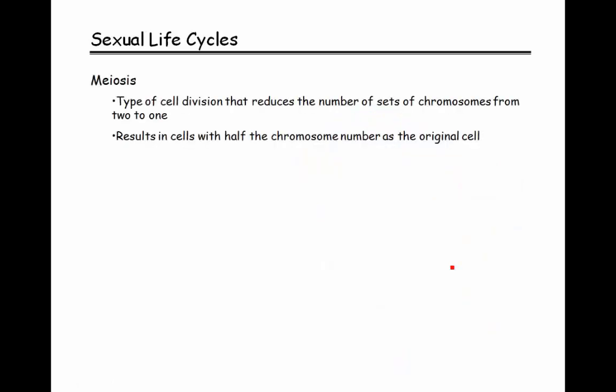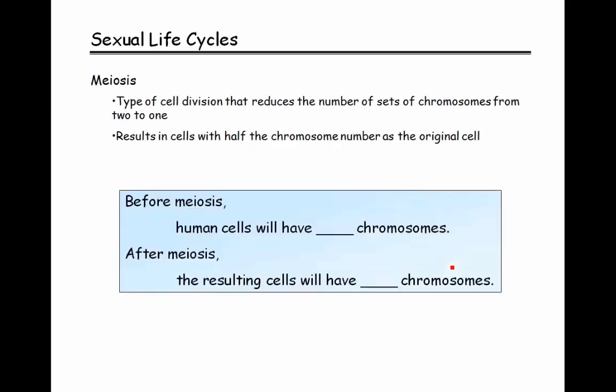Meiosis is a type of cell division that, as we said, reduces the number of sets of chromosomes from 2 to 1. So it's reducing the ploidy from diploid to haploid. And it's also going to result in cells that have half the chromosome number as the original cell. So if we're talking about human cells, before meiosis, the human cells are going to have 46 chromosomes. These will be what we call our parent cells, and these are cells that will be somatic, and they're also located in either the ovaries or the testes.